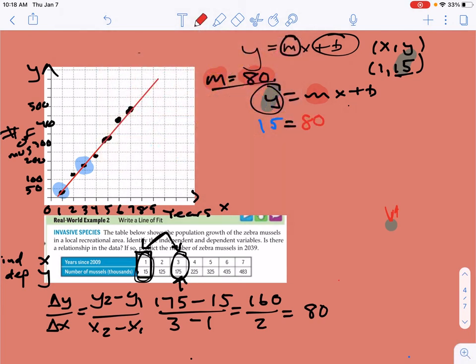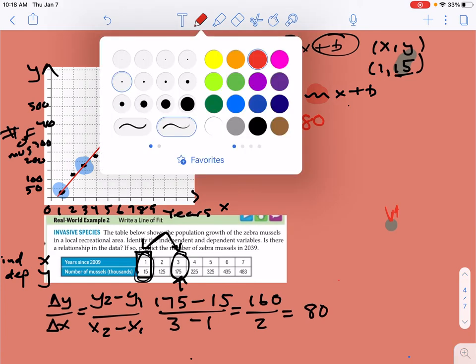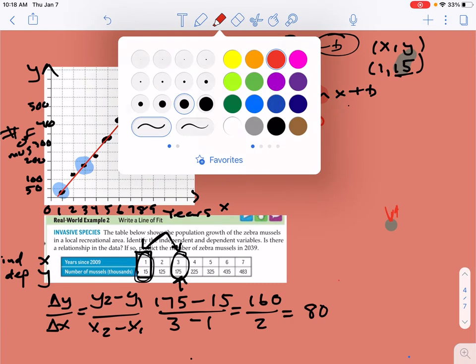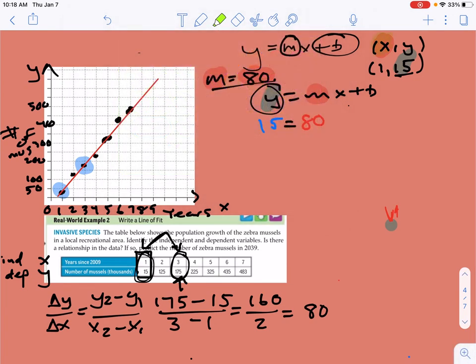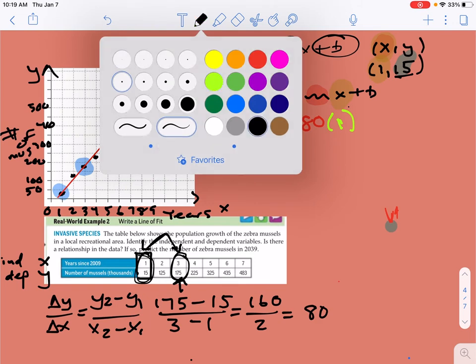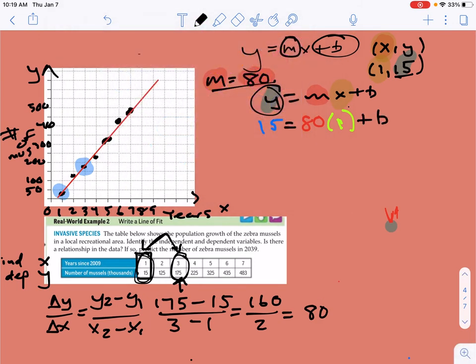So 80 is going to go right where m would go in the equation. We're just substituting. And then x, let's just do green for x. X is this guy right here, and it's going to go in right here. So for my x, I'm going to say times 1. And now that I've found all those, I only have one variable left. And because I have one variable left, I can solve for it.